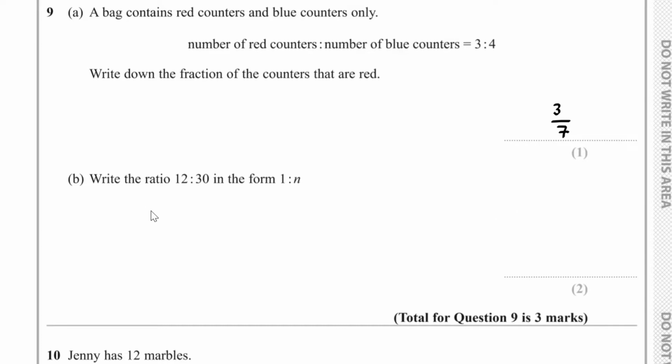And now for part B, we have to write the ratio 12 to 30 in the form 1 to n. So we've got this 12 to 30, we want to write this in the form 1 to n. So all we have to do here is divide both sides by 12. So 30 divided by 12, you'd find that to be 2.5. And the reason I know it's 2.5, 30 divided by 12, actually let's just move this here.